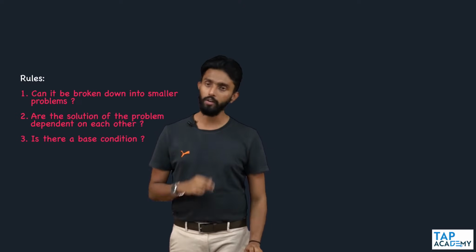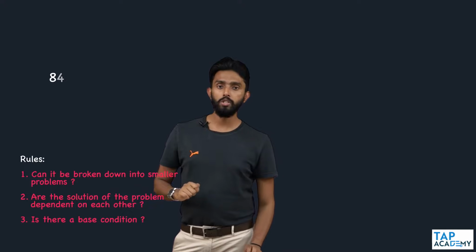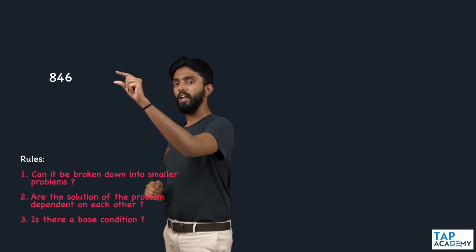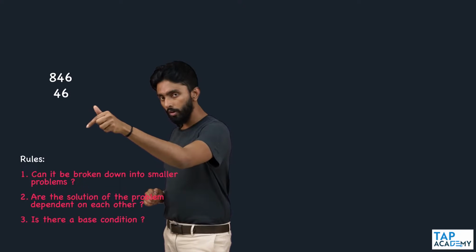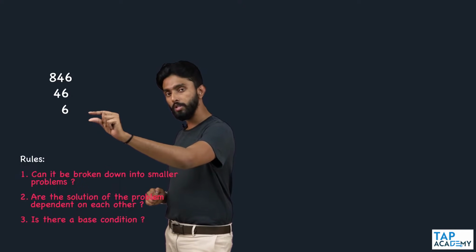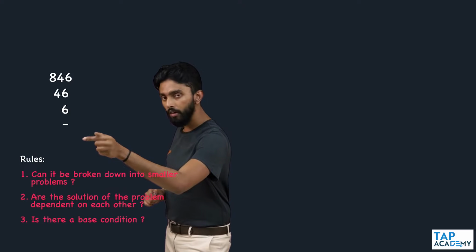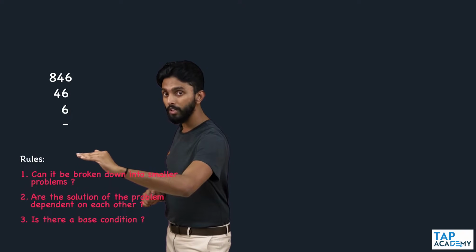Because if you look at it, very easy. Assume 8, 4, 6 is given to me. Would you agree that 8, 4, 6 can be broken down into 4, 6, a smaller problem? That can be broken down into a smaller problem, 6. Now, if I break down 6, I'll get empty, which means it will become empty, right? Which means I can stop here.